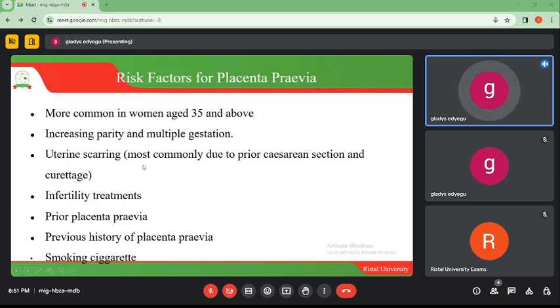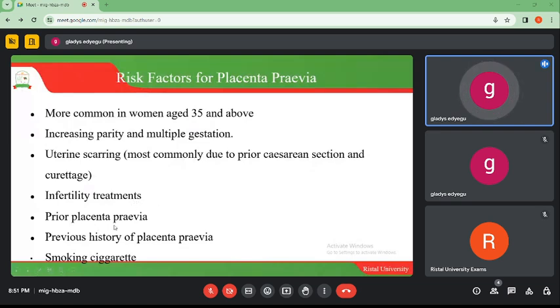Then uterine scarring, as I already explained, due to prior either cesarean section or curettage. The procedure of curetting the mother, either to remove the remaining products of conception in abortion, can also lead to placenta previa, because the placenta will have to look for an area where it can implant itself, not in an area which has a scar. Infertility treatments can also cause this.